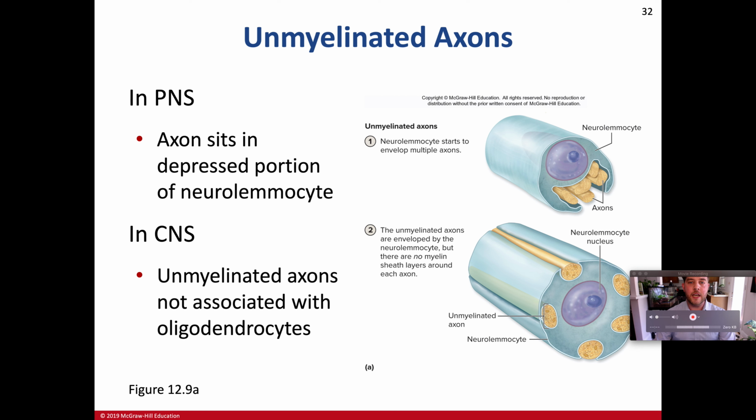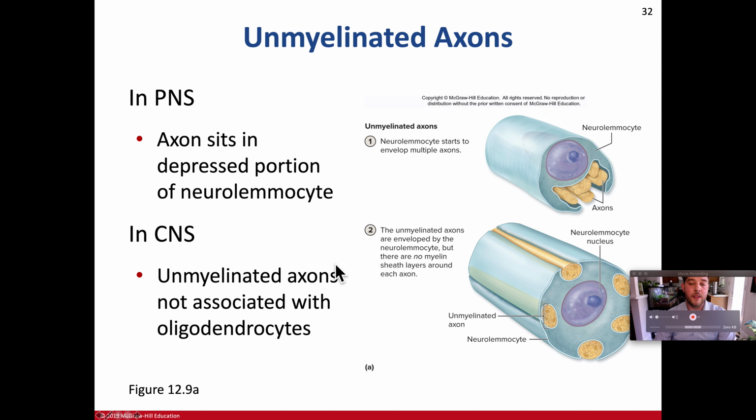Okay, and then for unmyelinated axons, because not all axons are going to be myelinated, some of them are unmyelinated. In the peripheral nervous system, the axon just sits in a depressed portion of the neurolemmocyte. You have your neurolemmocyte here with a little depressed opening, and the axons are just exposed there. They're not really insulated very well. They're enveloped, but again, you can see there's no myelin sheath.